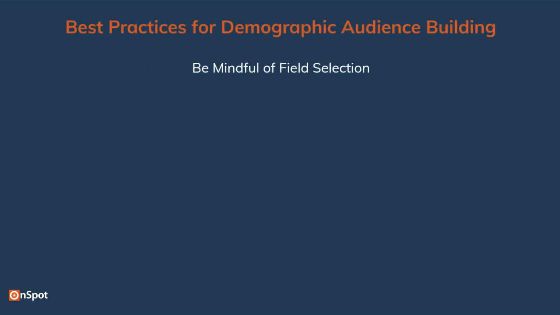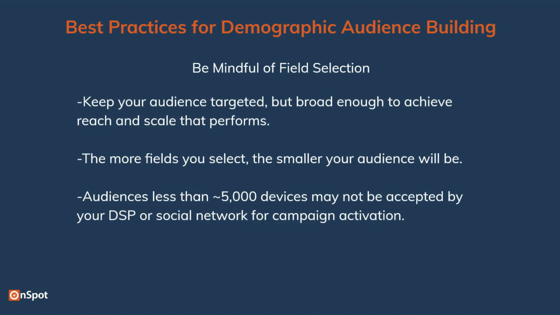Now for a note on field selection for demographic audiences. To improve campaign performance, it is important to keep the audience broad enough to achieve the reach and scale necessary if you are planning to activate this audience for a marketing campaign, while still being targeted to the desired customer persona you want to reach. The more fields you select, the smaller the audience will be. Audiences less than 5,000 devices may not be accepted by a DSP or social media platform, so keep that in mind as you are building out your segments.